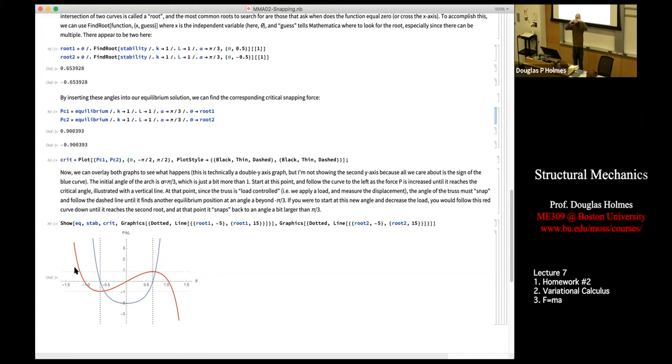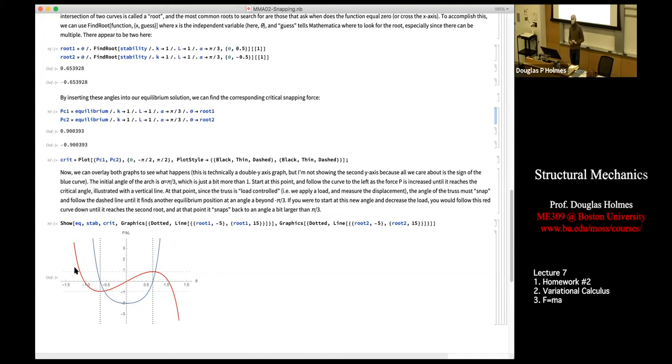You can unload it back, and it pops back up. That's how you should interpret this curve. And we found all of that by doing two things: writing down the total potential energy, checking the first derivative to find equilibrium, and the second derivative to find stability.